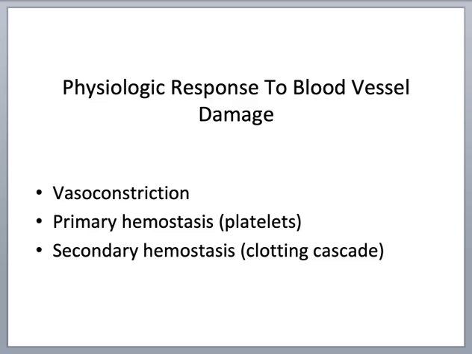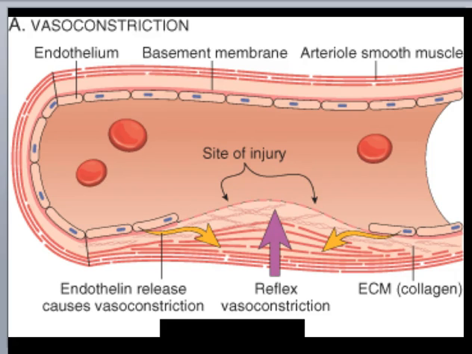The normal physiologic response to blood vessel damage includes three essential steps. First is vasoconstriction. Secondly is primary hemostasis, that is formation of the initial platelet plug. And then finally secondary hemostasis, or the clotting cascade, in which multiple plasma proteins come together to generate fibrin, which holds the platelet plug together and in place.